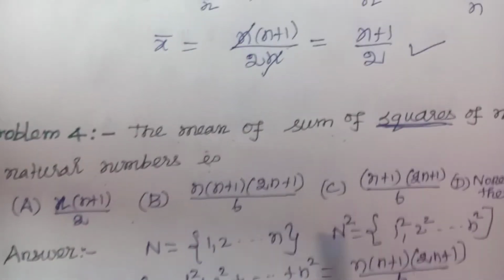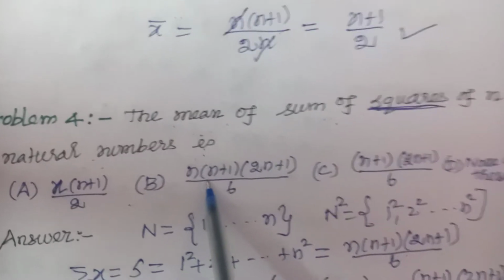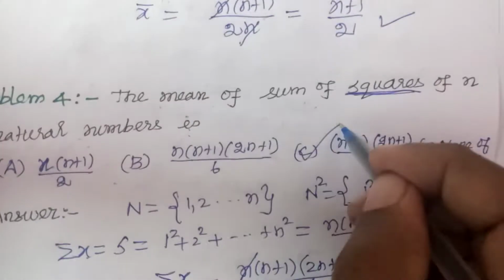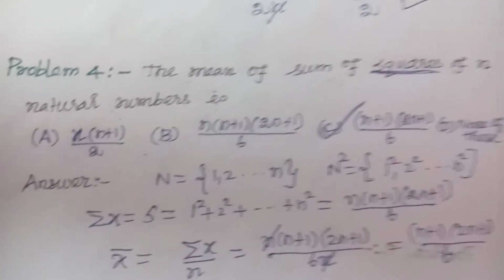Now check the options. What is given in the option? n into n plus 1 into 2n plus 1 divided by 6. Option C is the correct option. Right. Go to the next problem, the fifth problem. Problem number 5.